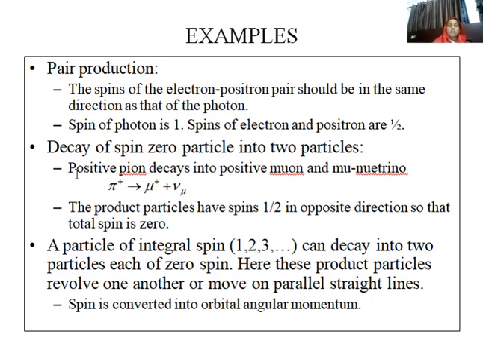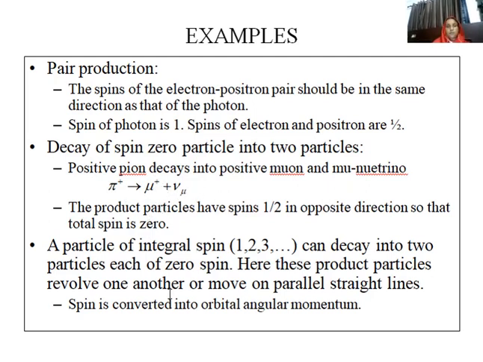Similarly, consider the decay of a spin 0 particle into 2 particles. For example, we will discuss positive pion decay. In that case, the positive pion decays into mu plus and nu mu. Nu mu represents the mu neutrino. Here the product particles have spin half in opposite directions, plus half and minus half, so that the total spin is 0. If you add these spins together, spin is conserved.